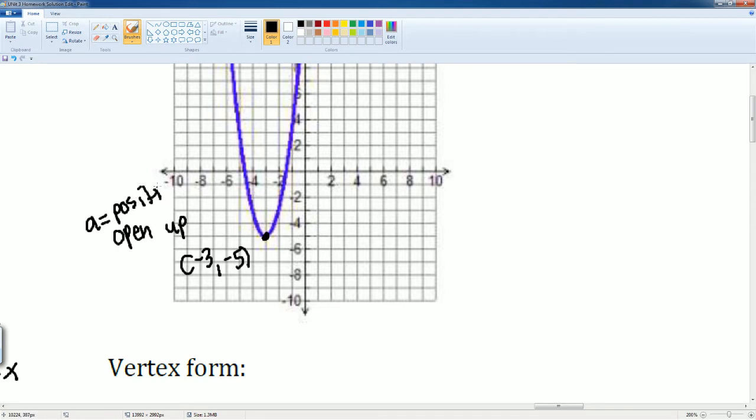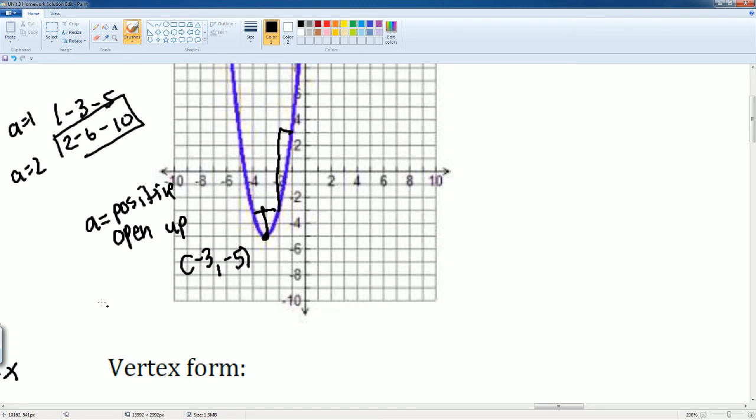Let's see if it follows 1, 3, 5. Up 1? No, it does not. It goes up 2 across 1. Then it goes how much? 1, 2, 3, 4, 5, 6 across. Oh, 6. So it's going 2, 6, 10. So a equals 1 for 1, 3, 5. A equals 2 when it's 2, 6, 10.